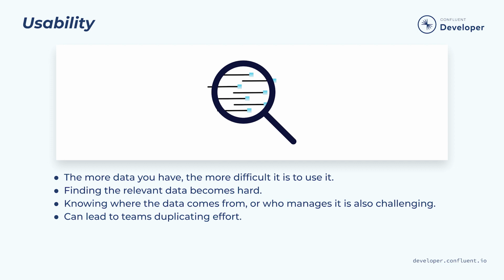Usability becomes harder to manage as your system scales up. When your system is small, finding the data you need tends to be relatively easy. A single developer might be able to keep track of where the data lives in their head, or you might record it in a document or diagram somewhere. But as the system scales up, this becomes difficult.